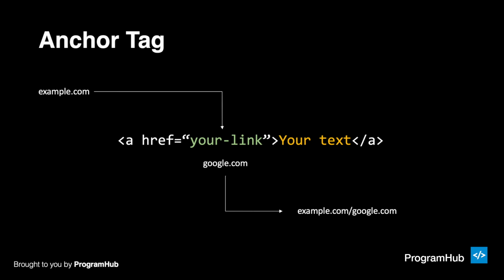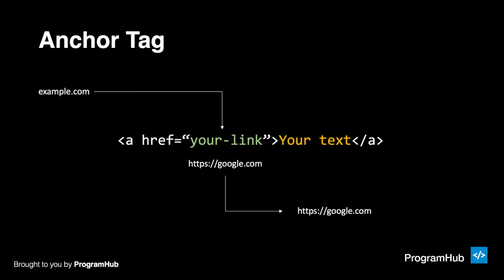For example, it will go on to search for the file example.com slash google.com, since http or https is missing over here. Now if instead of google.com you write https google.com, it understands that you are trying to point to a very different website that is not example.com. So make sure that you do write https or http if you're pointing to some website other than your own website or any page inside your website.